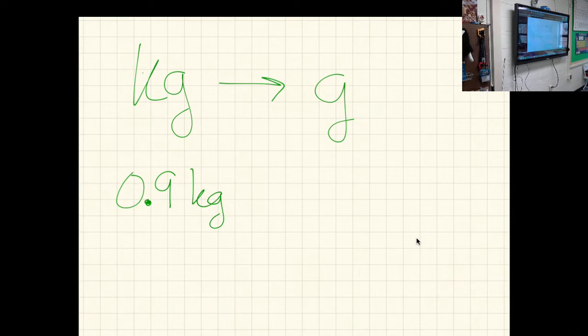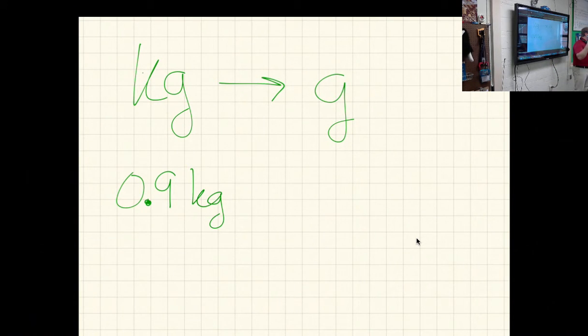How many grams do you think that is? Okay. Well, first of all, a kilogram is how many grams total? 1,000. What's 0.9 of 1,000? You want to take a shot? 900. Excellent. That's the answer.